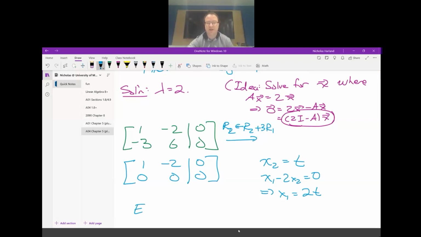And our eigenspace is the set of all vectors where x1 is 2t, x2 is t, and again, t is any real number. Technically, the 0 vector would not be an eigenvector, but for eigenspace, we're including that. We don't have to exclude it.